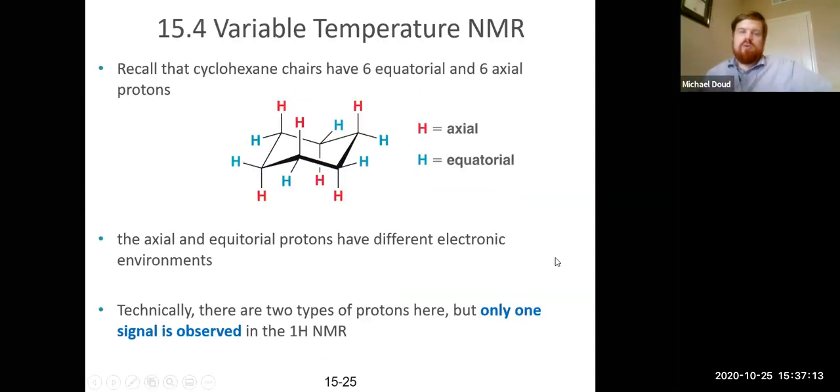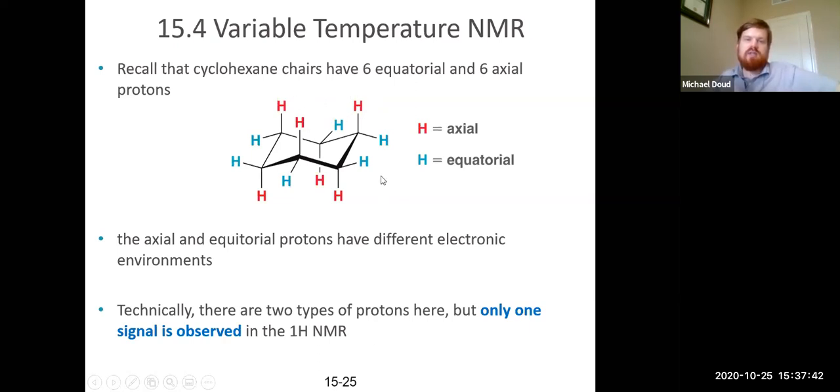Now, one thing that's kind of cool about the number of signals is you have to keep in mind that a lot of chemical processes, including rotational and vibrational motions and chair flips as well, occur very fast at room temperature. But if you have a very low temperature NMR, you can actually freeze out one or the other. So for cyclohexane, for example, cyclohexane has 2 different sets of protons.